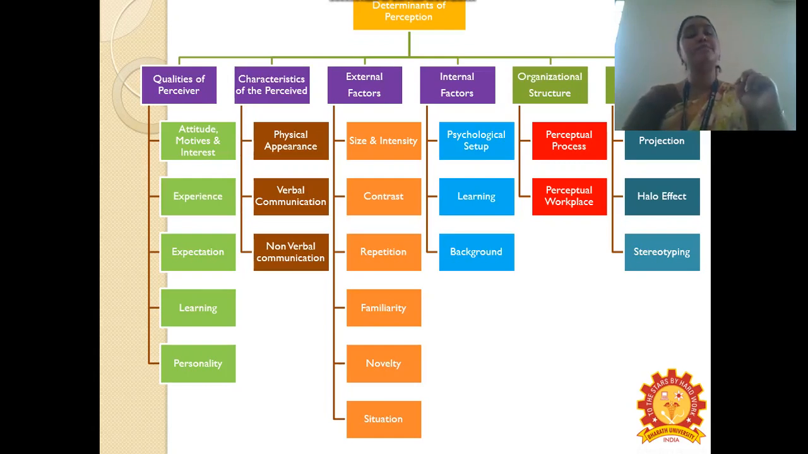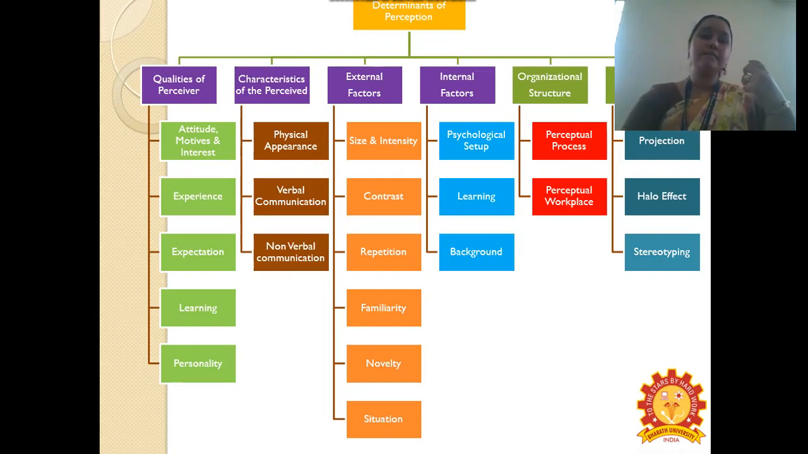Then expectation. What happens in expectation? Expectation has an important impact on perception. How? People generally see what they want to see. So if I desire to see a particular thing, then my mind will be focused on that thing and I will search for it in the environment I see. So expectation plays an important role.